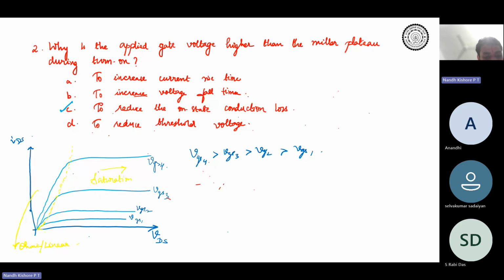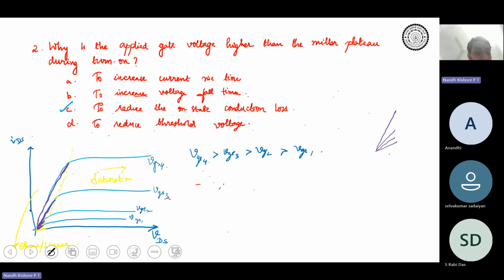In the region where you want to operate your MOSFET, you see that your VDS is very small. You're somewhere around here during your ohmic region. And what you see is that the slope is actually varying for different gate source voltages. For instance, the slope is this for VGS1, this for VGS2, then the profile is like this for VGS3, and like this for VGS4. So you see it's like four different lines.